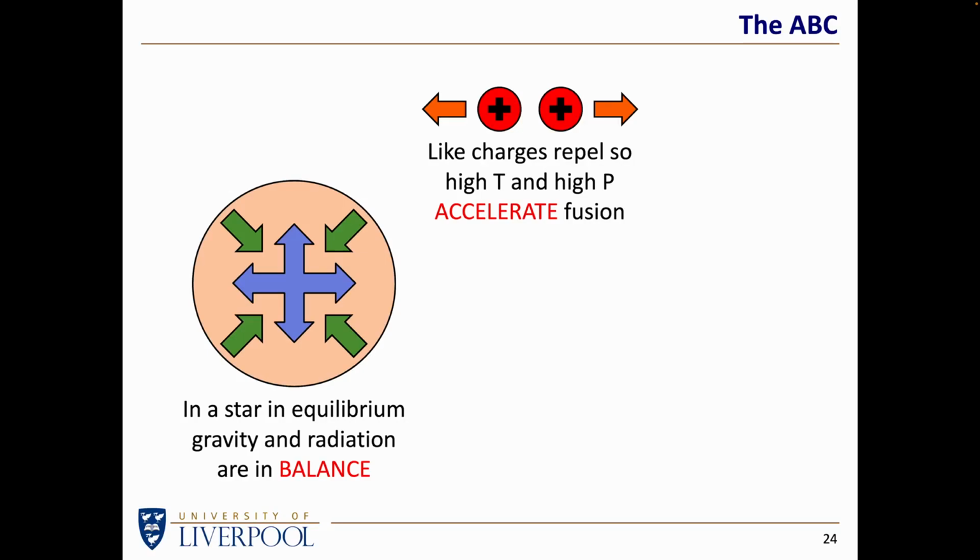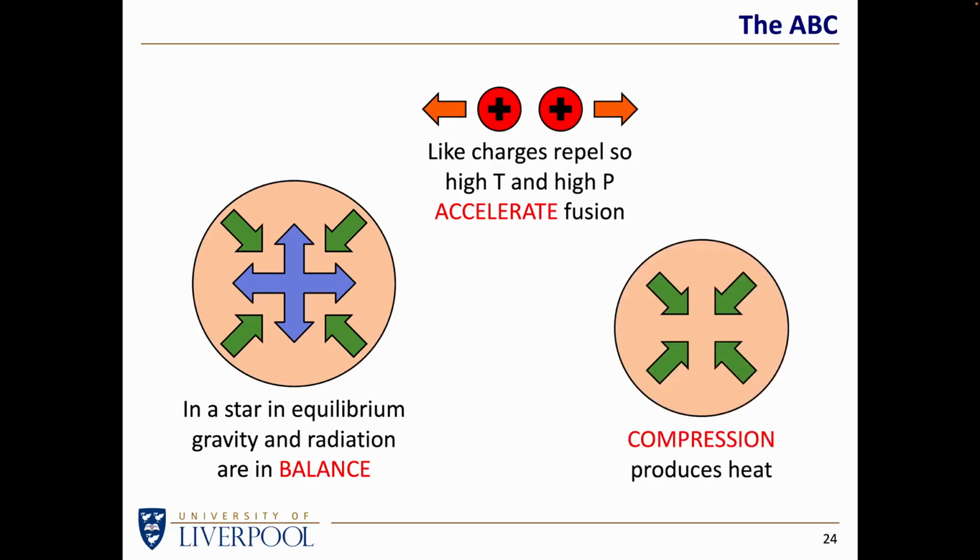We've already seen what the B is. The B is the fact that all stars are a question of balance. A star is in equilibrium if gravity and radiation forces are in balance. And the final element of the ABC is C for compression, because we all know that compression produces heat.